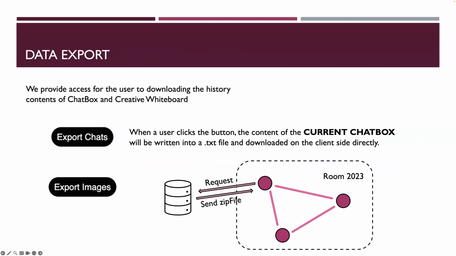Our final standout feature involves empowering every user to download a text file of the chat box and all generated images. To export chat conversations, the client-side functionality takes center stage. It directly transcribes the current content in the chat box into a text file, saving it on the user's local device. For image downloads, a user initiates the process by clicking the button. This action triggers a request to the server, prompting it to efficiently compile all images in the room into a zip file. And the server responds with a zip file for the user to download.